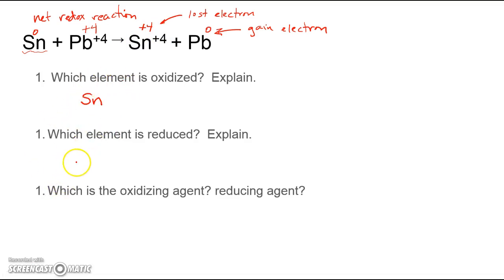Then, obviously, if Sn is oxidized, it is the Pb +4 that's been reduced. And the reason I know that is that it starts as a +4 charge and goes to a 0 charge.